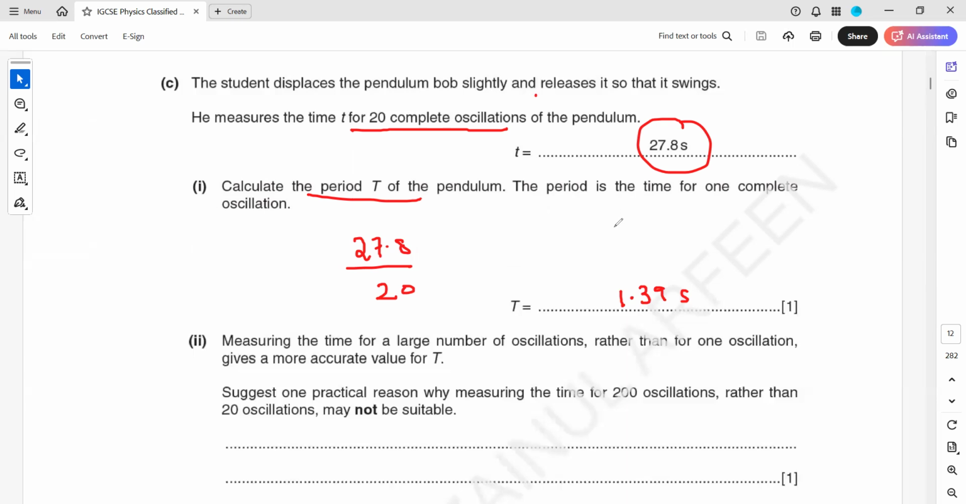Yes, that's the time for 20 oscillations. So this will by default be written: now the time.